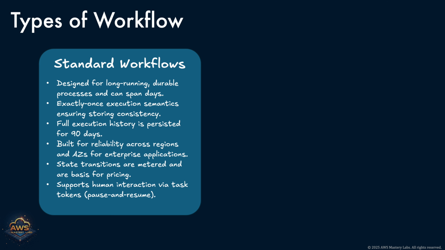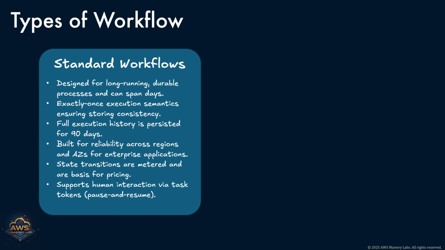AWS Step Functions offers two distinct workflow types, and first, we'll explore standard workflows. These are designed for long-running, durable, and enterprise-grade workflows that may span minutes, hours, or even days. Whether you're orchestrating a complex order fulfillment system, running a multi-stage data processing pipeline, or handling approval-based business workflows, standard workflows are built to handle it all.